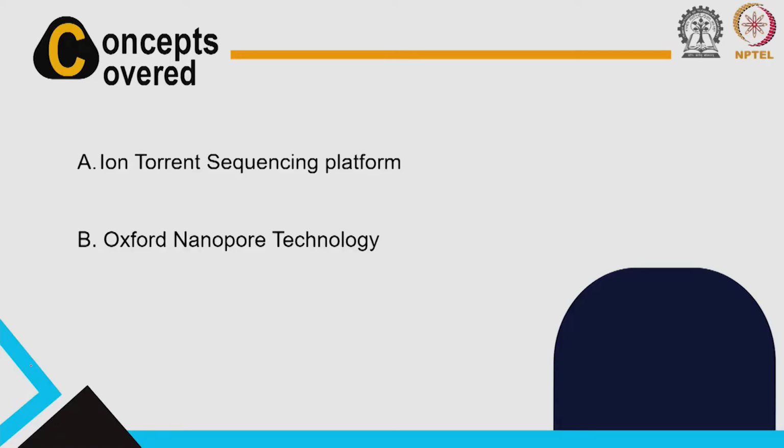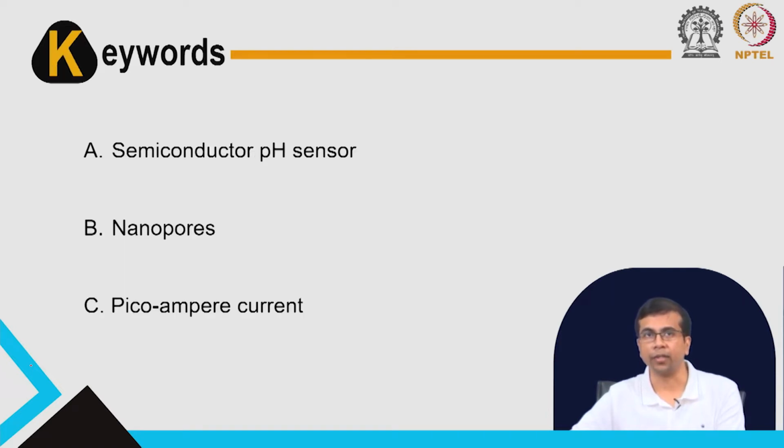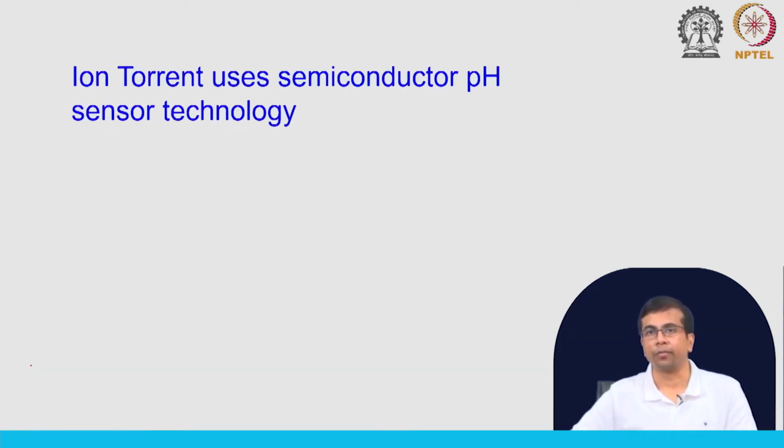We will talk about the ion torrent sequencing platform and the principle of how this sequencing works, and then we will talk about the most recent sequencing method, called Oxford nanopore technology. These are the keywords that we will come across. One is semiconductor pH sensor, which is relevant for ion torrent. We will also talk about nanopores and picoampere current. So, let us start with the ion torrent sequencing method.